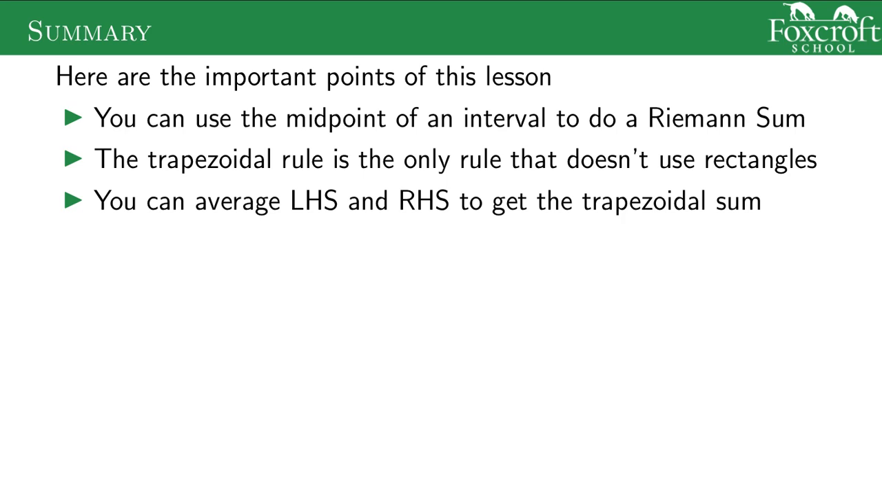As a quick recap, you can use the midpoint of an interval for a Riemann sum. It's called a midpoint sum. The trapezoidal rule is the only rule that doesn't use rectangles, but the formula is kind of simple. It's base times height, but the height is the average of the two heights. And you can also just average a left and right hand sum to get a trapezoidal sum instead of doing trapezoids. That's just an extra thing you can remember to avoid doing trapezoids at all.